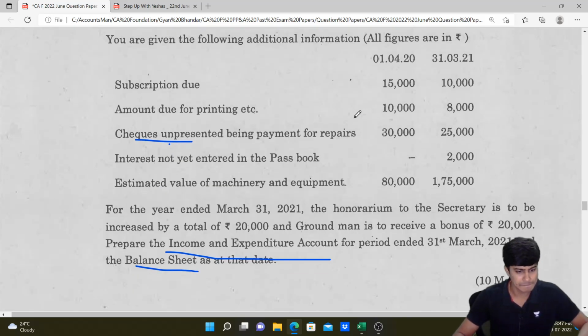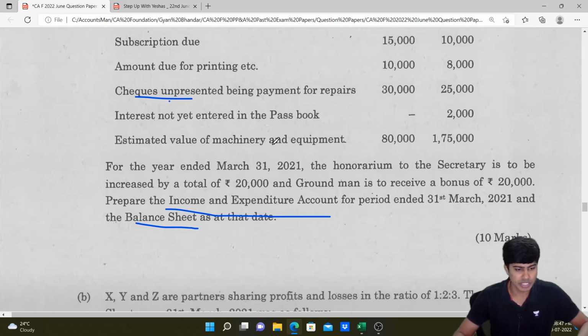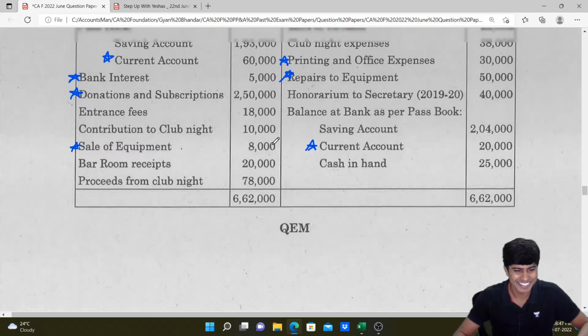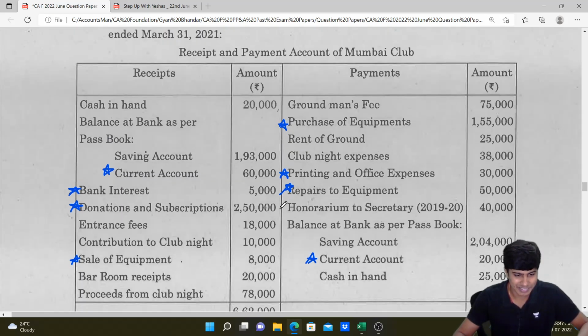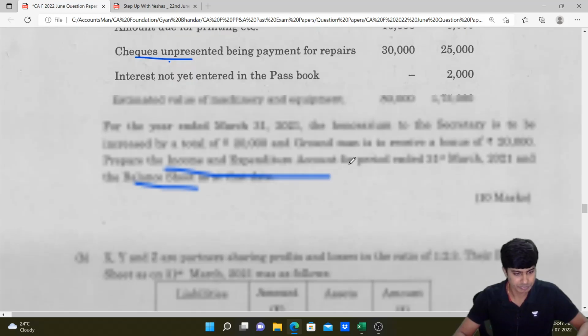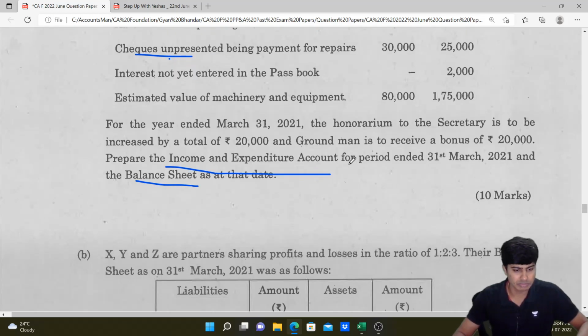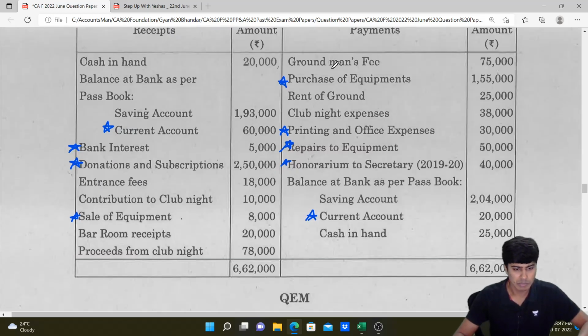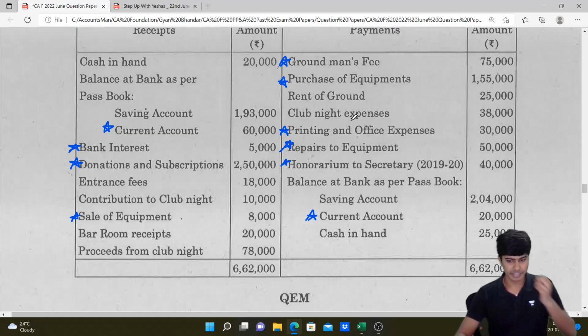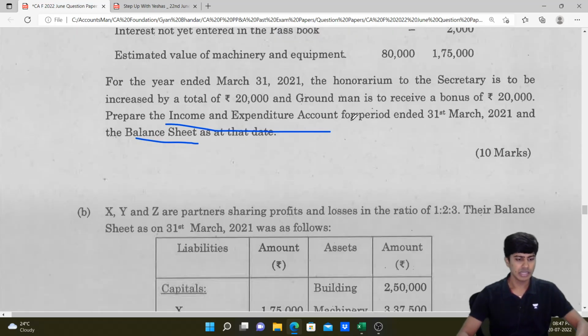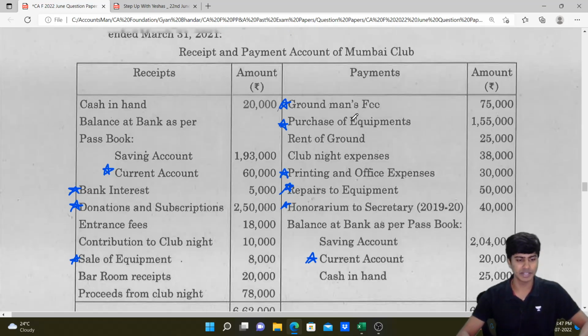Cool. That's it. Honorarium to secretary also has some adjustment. We have honorarium to secretary here. We'll see what the adjustment is later. I'm just marking the items which have adjustments. Groundsman salary. That also has some bonus of 20,000. We need to pay him extra. Payments we have groundsman fee. Yeah, these many adjustments we have. We've read the entire question and the place is safe for us to jump in and then solve.